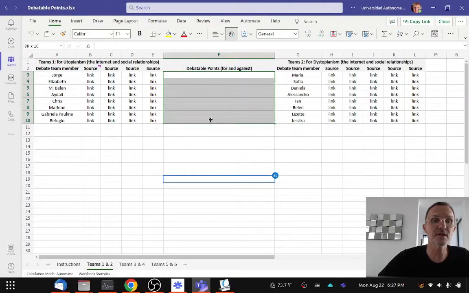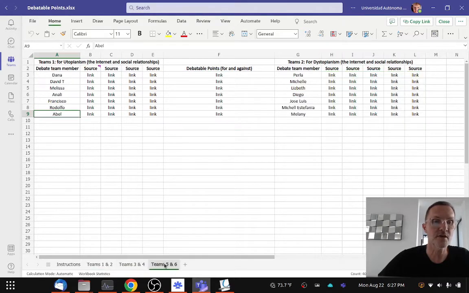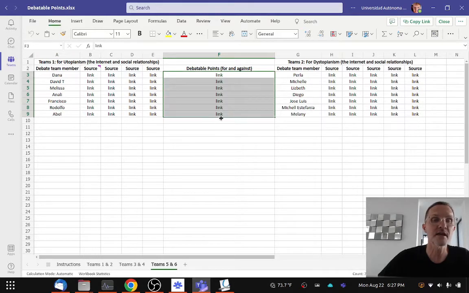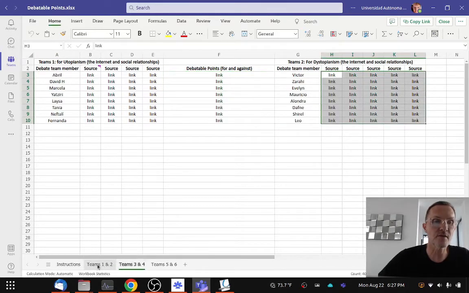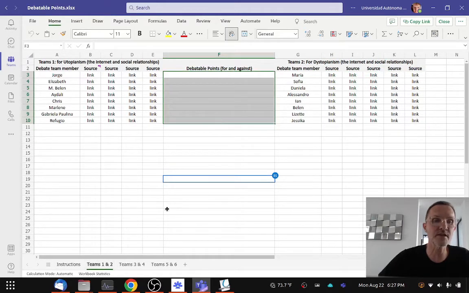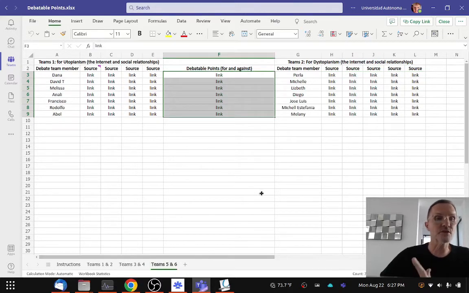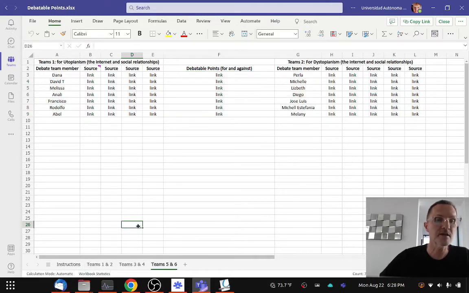Each of the points should be listed here and should be agreed upon by each team member, okay? And the same goes for teams 3 and 4 and 5 and 6, okay? So we'll have all these different debatable points. It's okay if there are similar debatable points in other debates in teams 3 and 4 and 5 and 6. That's fine. But what I would try to avoid is to have the same debatable point within the same debate. Again, we're going to have 3 debates. The first debate will be team 1 and 2, the second debate will be teams 3 and 4, and the third debate will be teams 5 and 6.